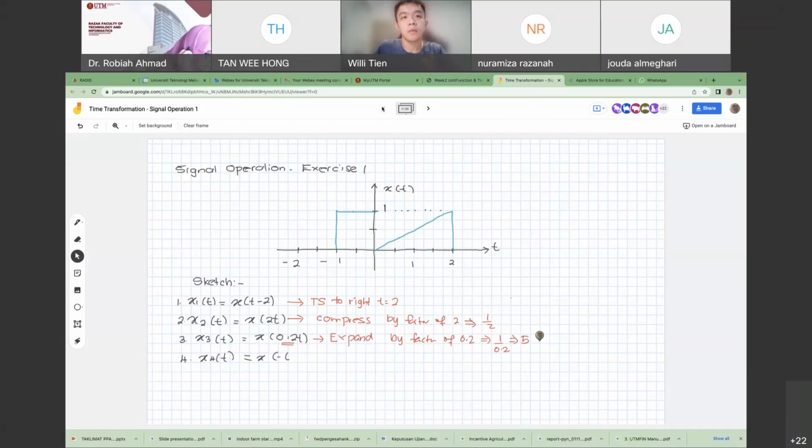Times, apa yang saya buat ni? Saya tak ada padam. Okay, sini. Tak habis. So the last one is very easy lah. So reversal.